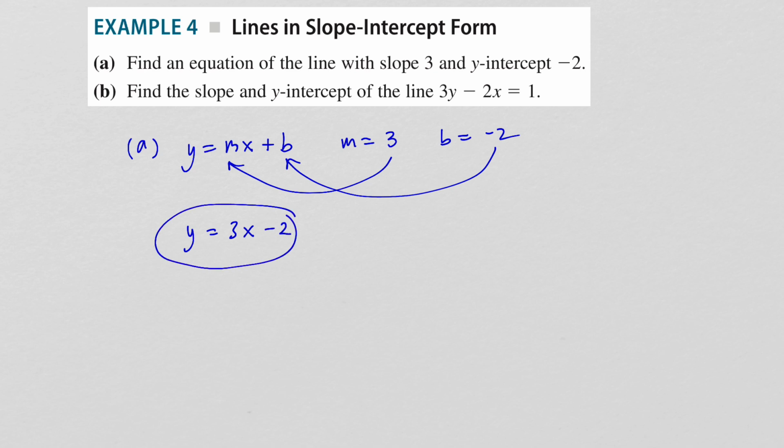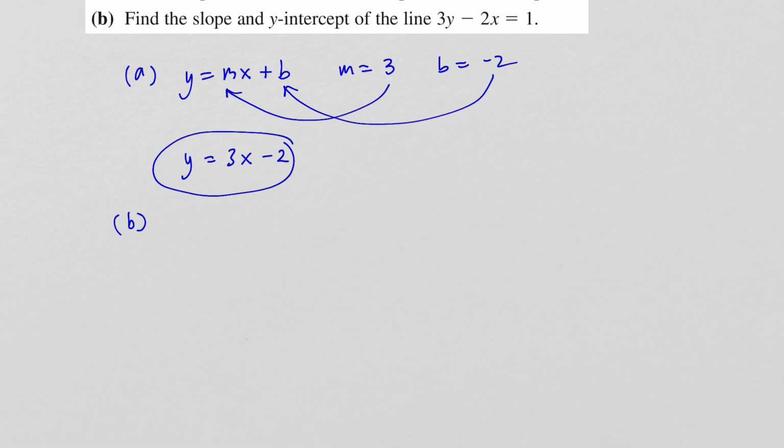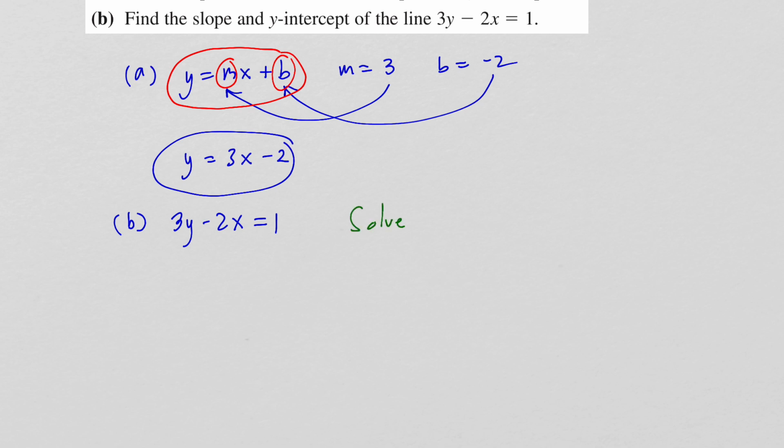And then in part B, it says find the slope and the y-intercept of the line 3y minus 2x is equal to 1. So remember, if I have the equation of a line in this form, I can easily determine the slope and the y-intercept. So basically what we need to do here is solve for y.